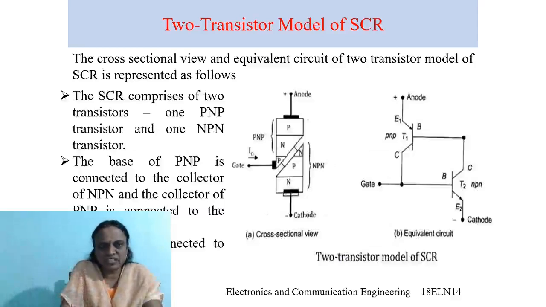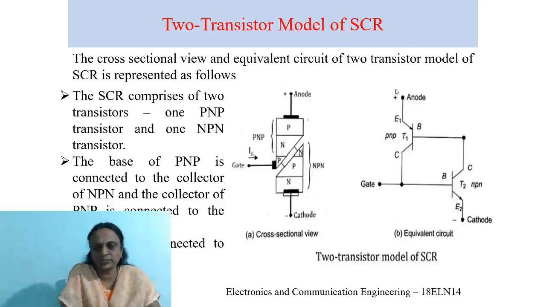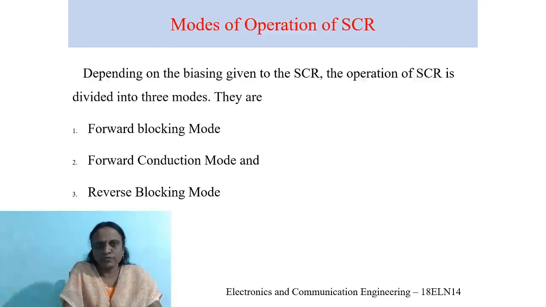Okay. The same thing which I have explained, here it has been written. The cross-sectional view and the equivalent circuit of two transistor model of SCR is represented as follows. It consists of PNP transistor and an NPN transistor. The base of PNP is connected to the collector of NPN, and the collector of PNP is connected to the base of NPN. This gate is connected to the base of NPN. This is pictorially represented what I have just told you.